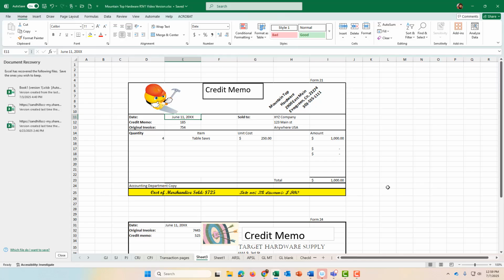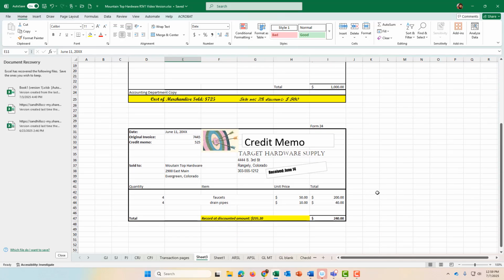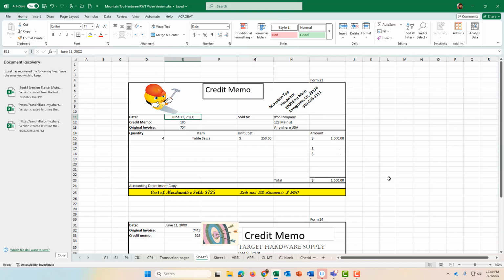Now, the flip side of that, this other memo that we're going to do down here, is that we bought some stuff from this company, Target Hardware Supply, didn't want it, sent it back to them, and so we have to deal with how we no longer owe them any money for those particular items. So let's start with this one.